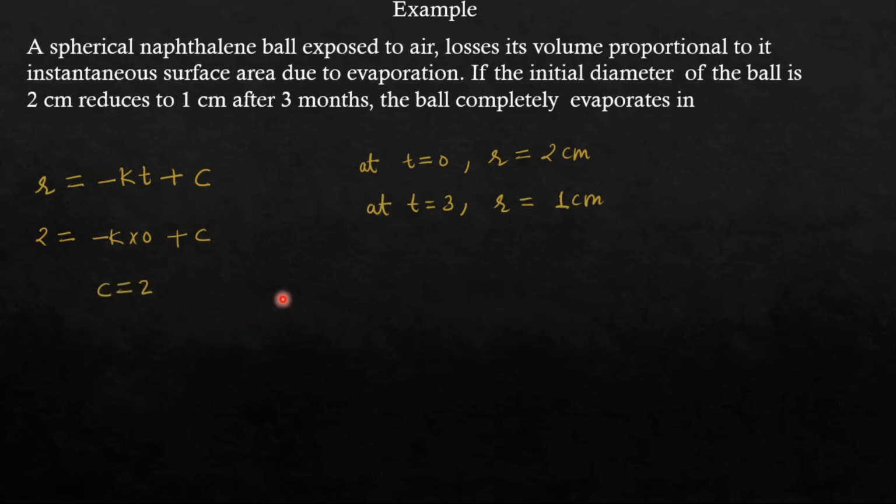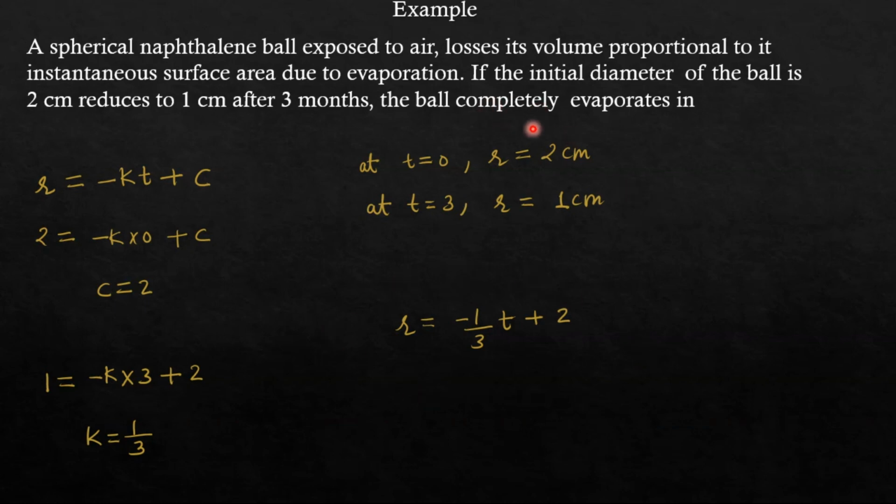Okay. Similarly, to get the value of k, we have another condition, that is at time t = 3, r = 1 cm. So put this value in this equation. r = 1 at time t = 3, plus c. So from here you will get k = 1/3. Now we have got the value of c as well as k. Put this value of k and c in this equation. So we will get r = -1/3 t + 2. So we are getting this solution.